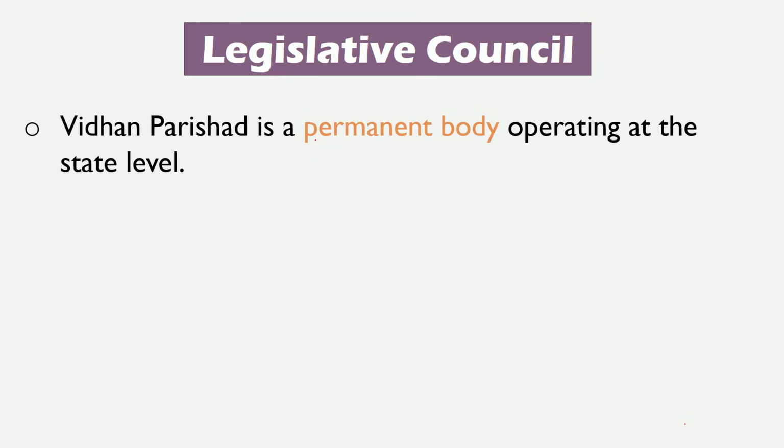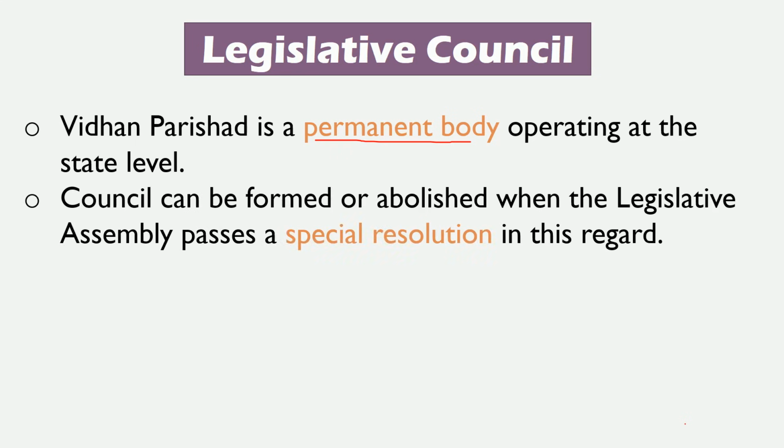Legislative Council. The Legislative Council or Vidhan Parishad is the upper house of the state legislature which is similar to the Rajya Sabha of the parliament. The Vidhan Parishad is a permanent body which operates at the state level. Right now it is operational in 7 states in India, that is Uttar Pradesh, Bihar, Karnataka, Maharashtra, Jammu and Kashmir, Andhra Pradesh and Telangana. The Legislative Council can be formed or abolished when the Legislative Assembly passes a special resolution in this regard, meaning that two-thirds majority of members who are present and voting in the State Assembly are in favor of the same. Thereafter, the Legislative Assembly requests the Parliament to create or abolish the Legislative Council.